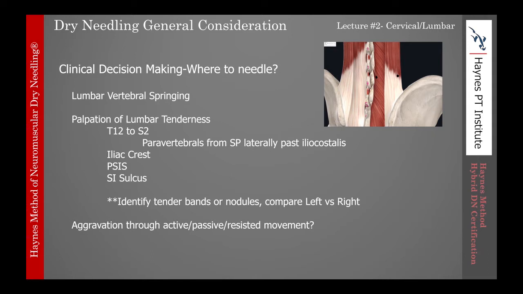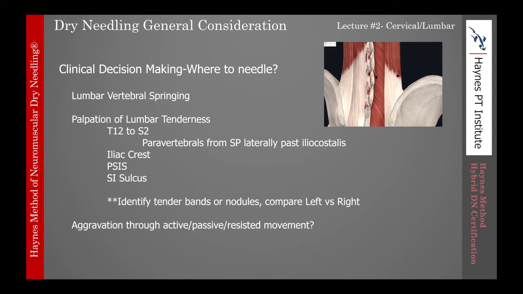When we're palpating for tenderness in the lumbar spine, we want to go from T12 all the way down to S2. These are all structures that can be helpful for us to identify, again, in the paravertebrals from the spinous process laterally past the iliocostalis, and we'll discuss identifying that border. We want to palpate the iliac crest. A lot of structures attach onto the iliac crest, especially from the apex more midline on the posterior aspect.